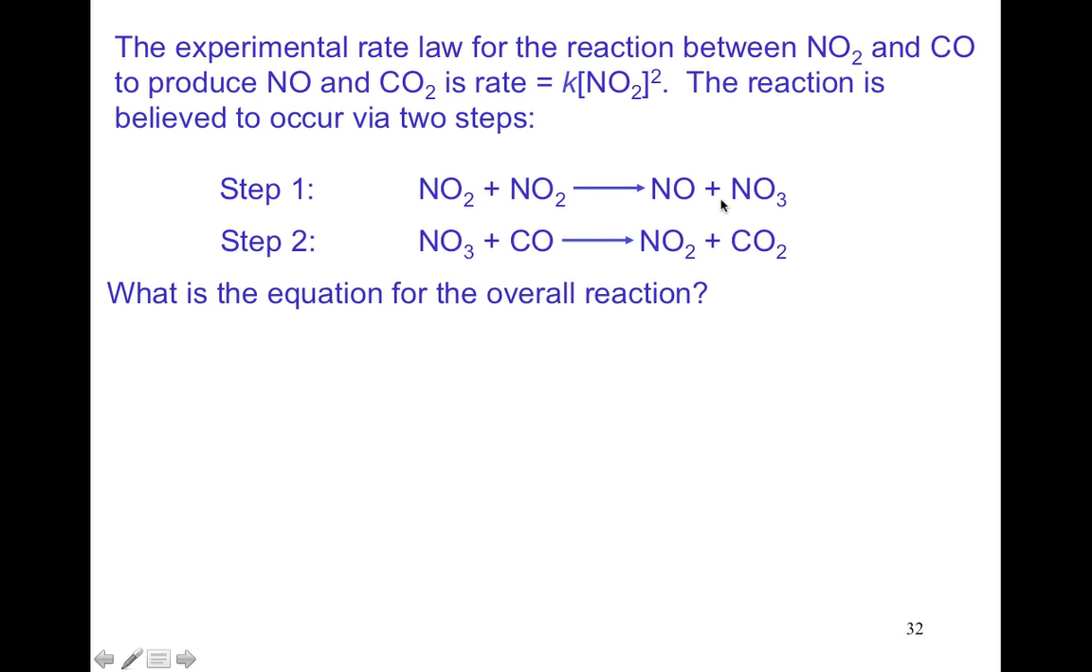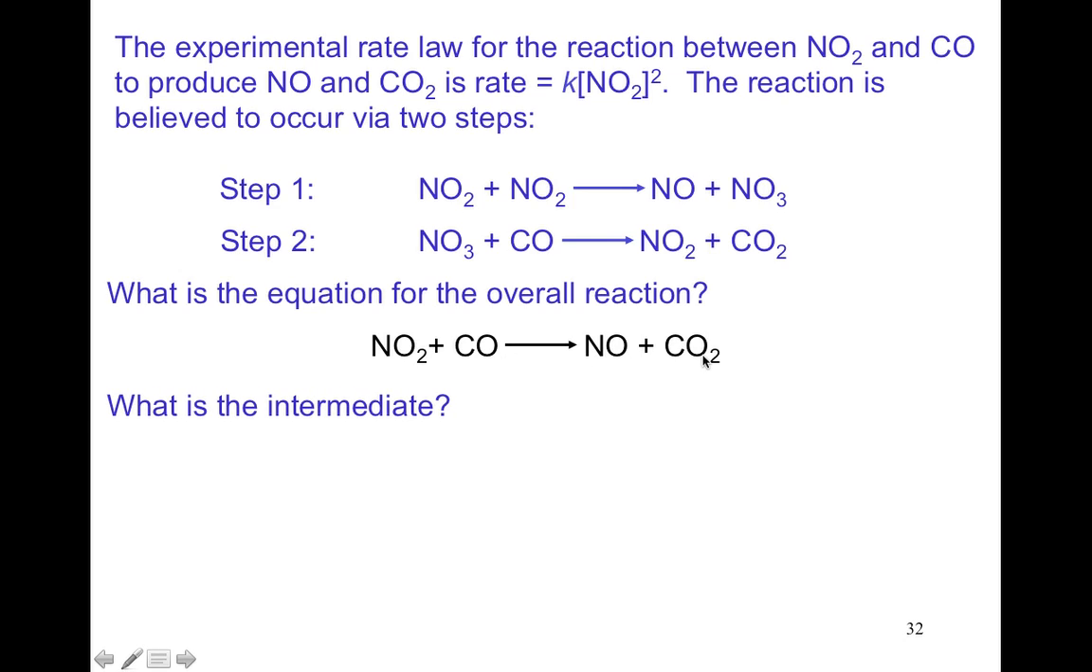So what's our overall reaction? We can cross out NO3, NO3. We can cross out NO2 and NO2 as well. And then we'd have something like this. Oh, perfect. NO2 plus carbon monoxide gives us NO and CO2. So what's the intermediate? Of course, NO3.